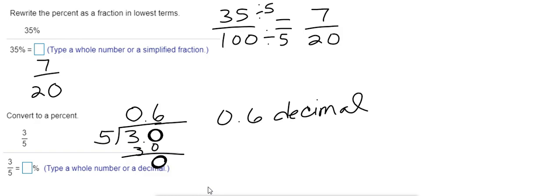However, it asks us to find the percent. So therefore we need to now multiply this by 100. Multiply by 100, which is going to move that decimal place 2 places to the right. 0.6 as a decimal is the same thing as 60% as a percent.